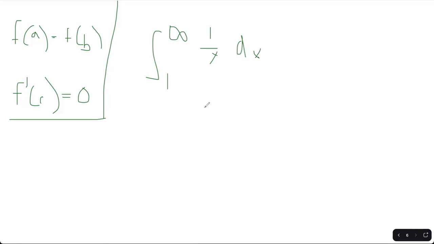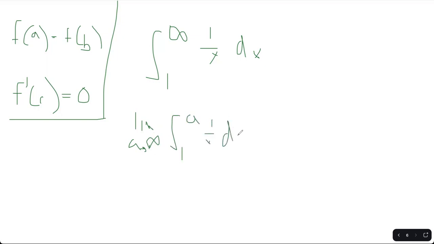But in this case, what we're going to be doing is we're actually going to use a limit because you cannot really put an infinity in the bound. You need to do limit as a or b, whatever, it doesn't matter. A approaches infinity of integral from 1 to a of 1 over x dx.